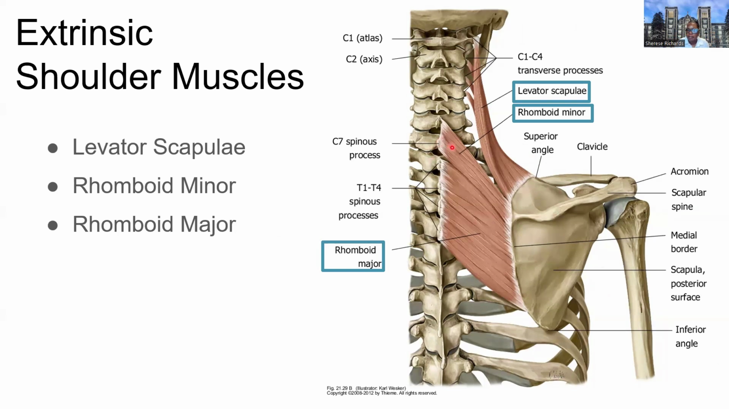Next, we have rhomboid minor and major. And as the names would imply here, minor is a smaller muscle. It also happens to be above, major, much larger, and happens to be below. So both minor and major go from the spinous processes of the vertebra, the cervical and some of the upper thoracic, across to the lower medial border of the scapula, and its actions would be to help retract the scapula. So adduction of the scapula, bringing the scapulae together, which is retraction of the shoulders. Right.